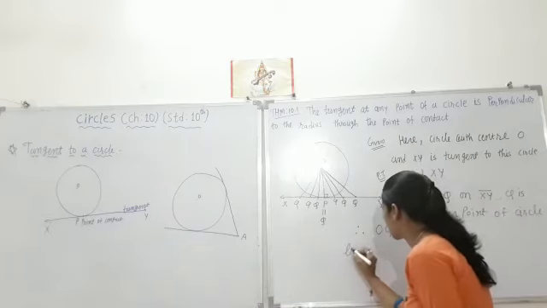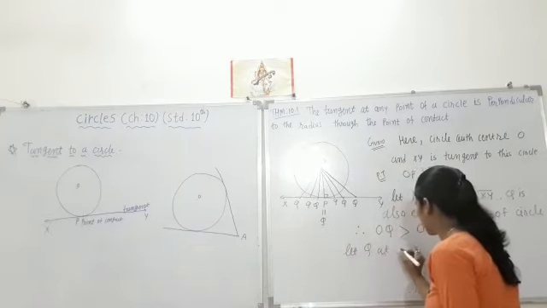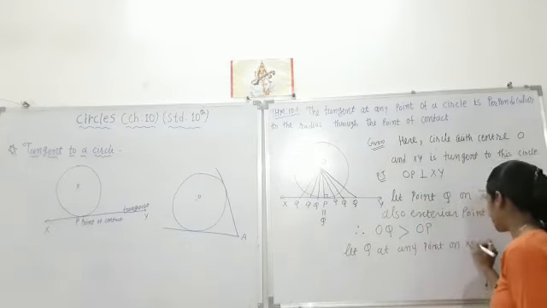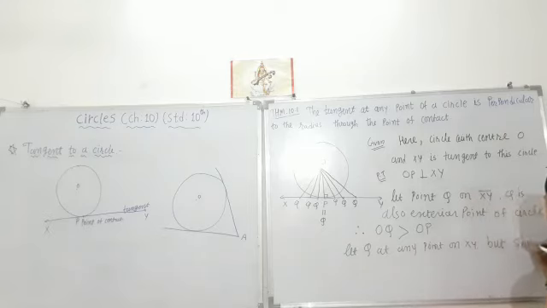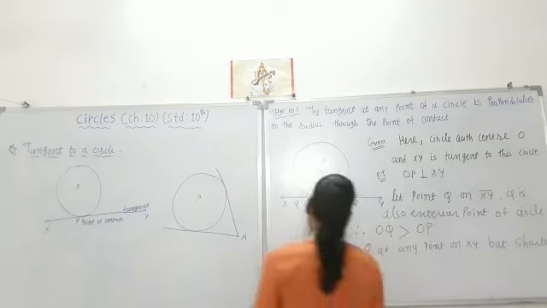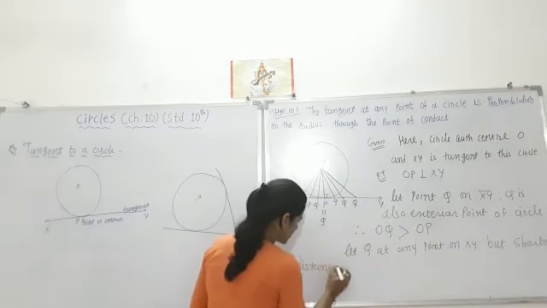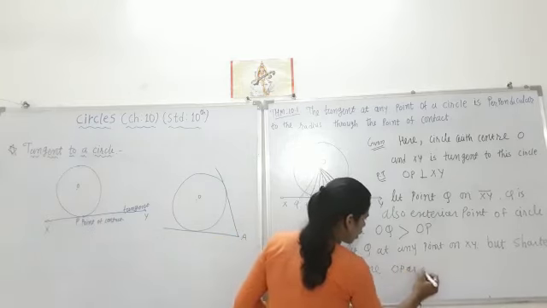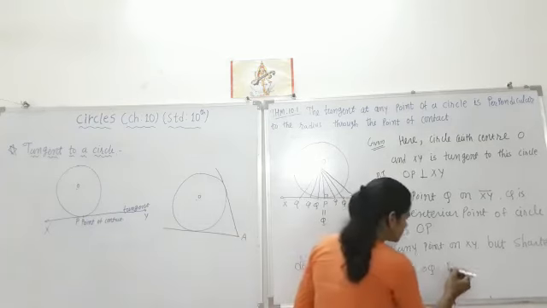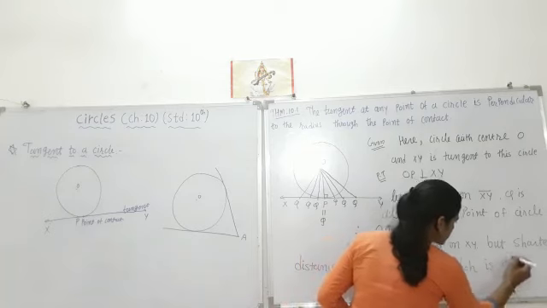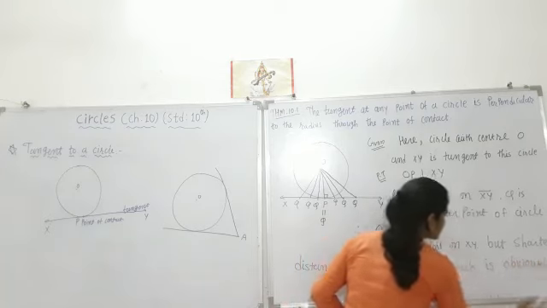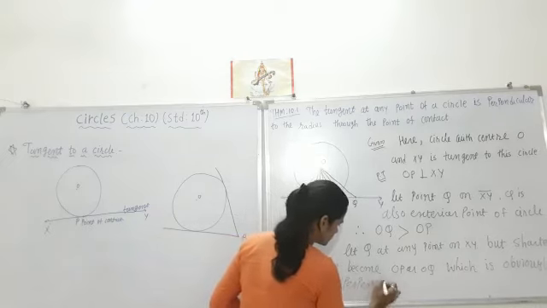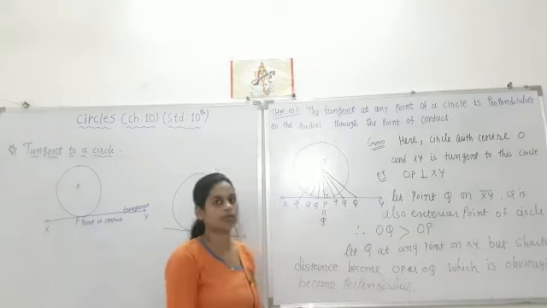Now, let Q be at any point on XY, but the shortest distance becomes OP, or OQ, which is obviously perpendicular. So our proof is complete.